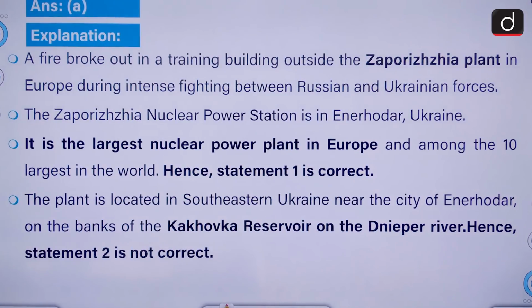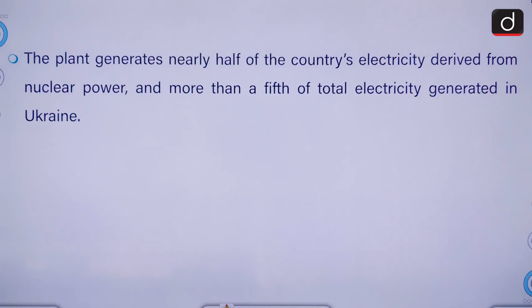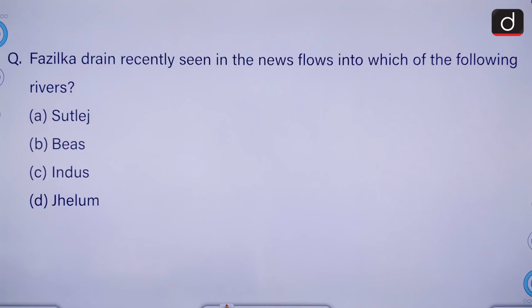A fire broke out in a training building outside the Zaporizhzhia plant in Europe during intense fighting between Russian and Ukrainian forces. This power station is in Enerhodar, Ukraine. It is the largest nuclear power plant in Europe. The plant is located in southeastern Ukraine near the city of Enerhodar on the banks of Kakhovka Reservoir on the Dnieper River. The plant generates nearly half of the country's electricity derived from nuclear power and more than a fifth of total electricity generated in Ukraine.